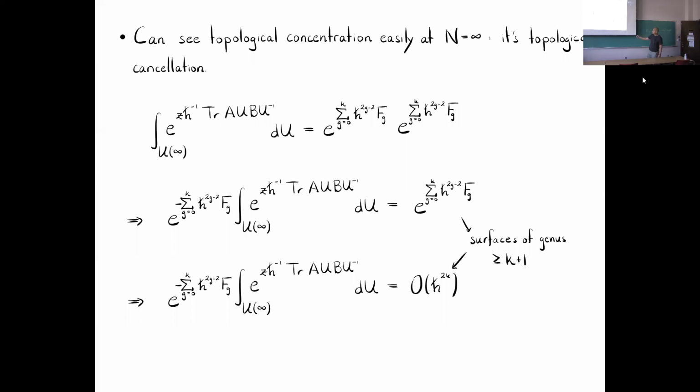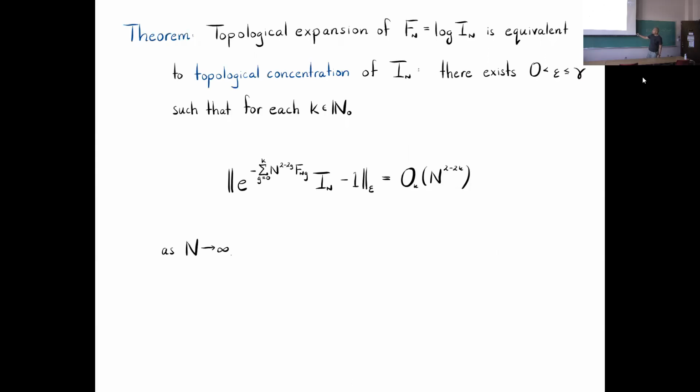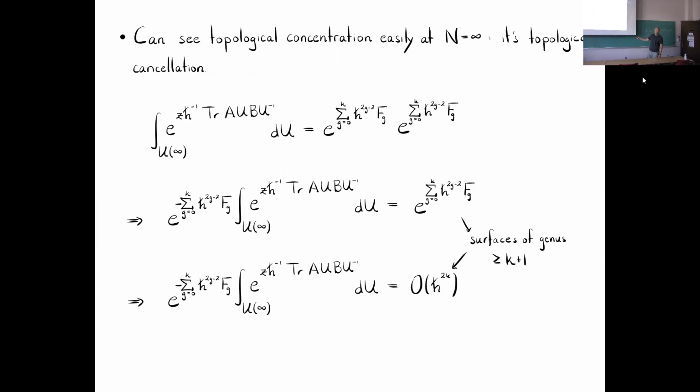And you notice that here I have an h to the 2k, and here I have n to the 2 minus 2k. So this estimate is n squared worse than the estimate from the perfect world.